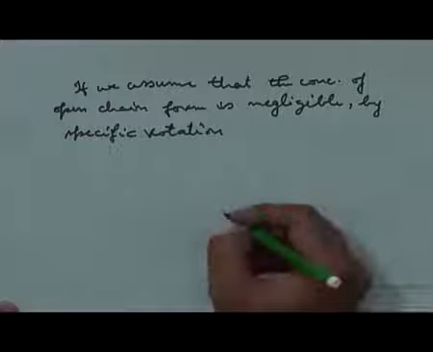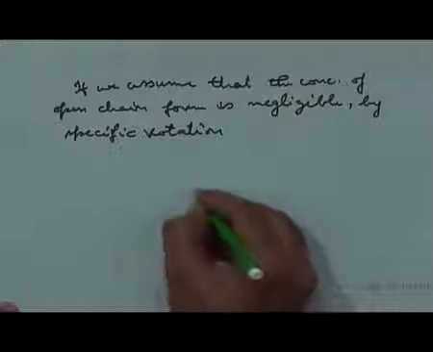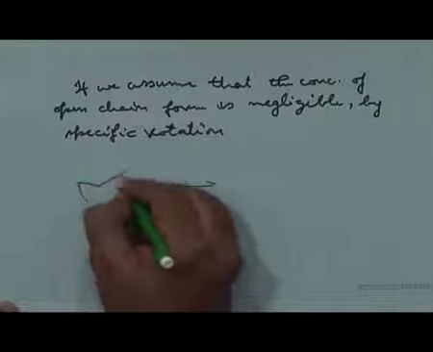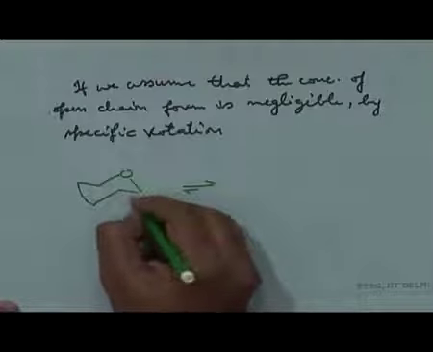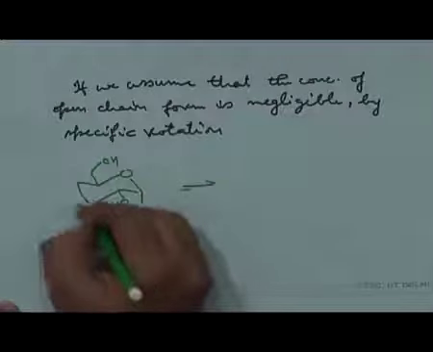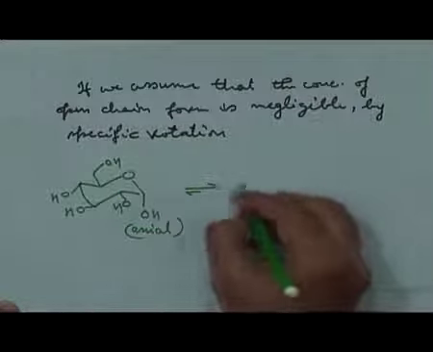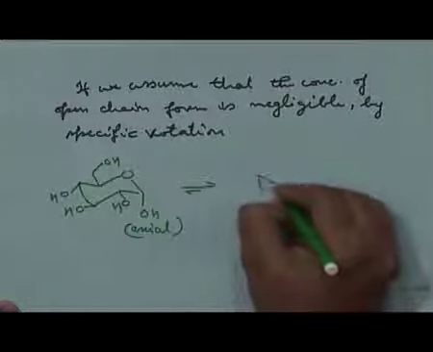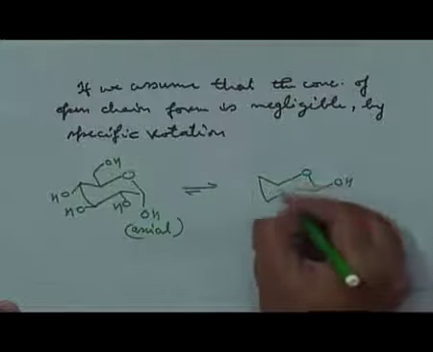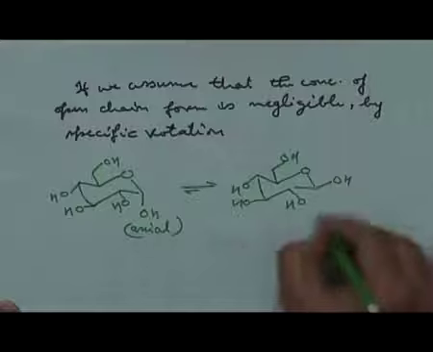So, if the open chain is giving plus 52.7, that can be obtained from a mixture of alpha D-glucopyranose where hydroxyl is axial, and beta D-glucopyranose where hydroxyl is equatorial.